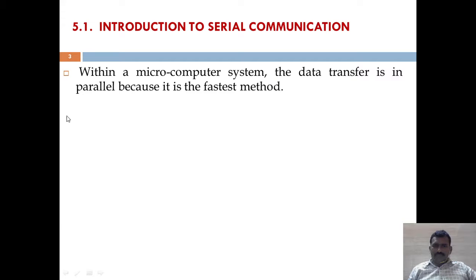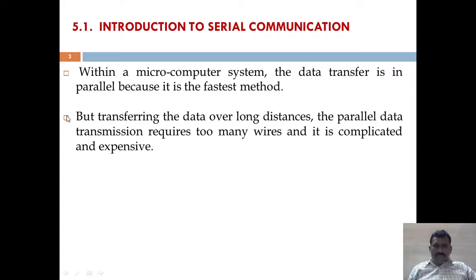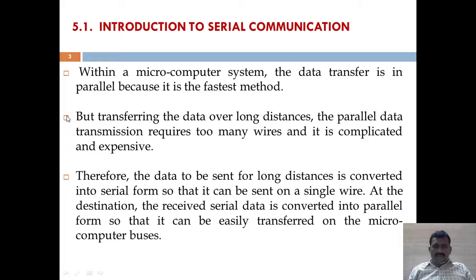Within a microcomputer system, the data transfer is parallel because it is a faster method. But when transferring data over long distances, parallel data transmission requires too many wires and is complicated and expensive. And one more thing, if there is an error in parallel communication over a long distance, then we have to send the data again. It will take more time, and it is expensive also because if you want to transfer n bits, it requires n wires.